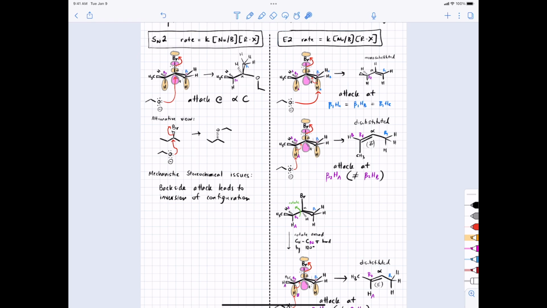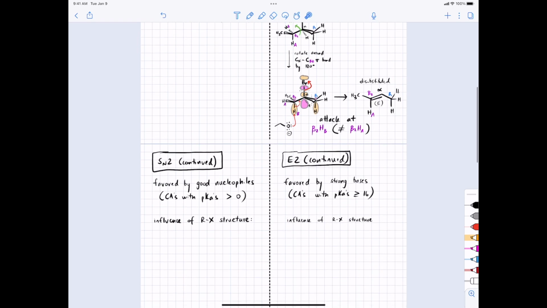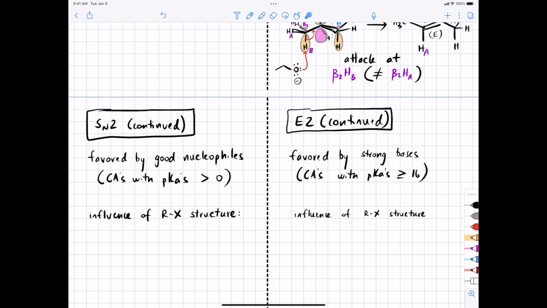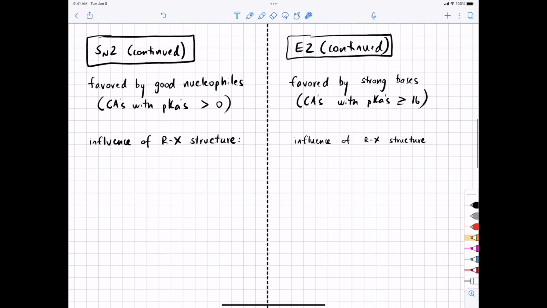Now, we need to talk about how the structure of the alkyl halide influences the SN2 reaction. So far, we've just dealt with the nucleophile, but the alkyl halide shows up in the rate law too. So with the SN2 reaction, because of backside attack, the major issue is steric hindrance.